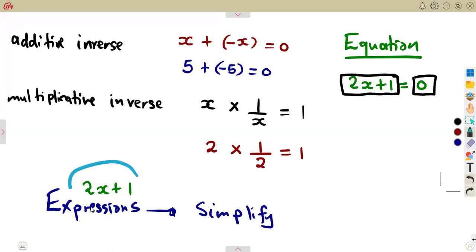So it is different from an expression. An expression is just 2x plus 1, or maybe you're given 2x plus 1 plus 3x. Simplify. There is no equal sign there. You just simplify, you collect your like terms. So the way that you are simplifying these expressions, somehow you are going to have it in the solving of equations. So like I said, expressions, you were simplifying these expressions.